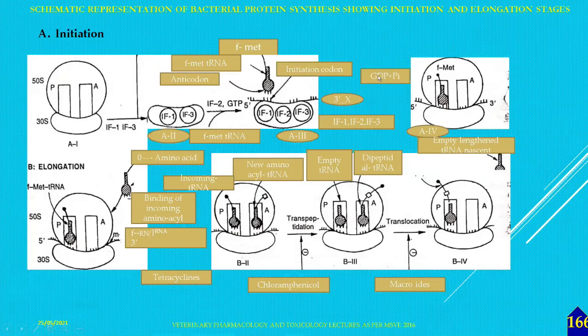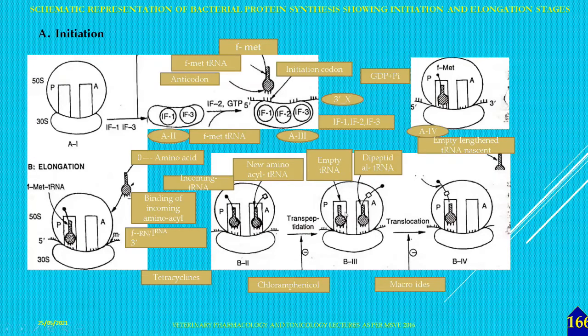Later, with the utilization of GTP, the empty tRNA is released, and then comes the elongation process. This is the initiation process, and this is the elongation process. Once again, this is the first step, and the same steps are repeated here several times. That process is called the elongation process, which involves binding of the incoming aminoacyl-tRNA, then transpeptidation occurs, and the empty tRNA is released, leaving a dipeptidyl tRNA.